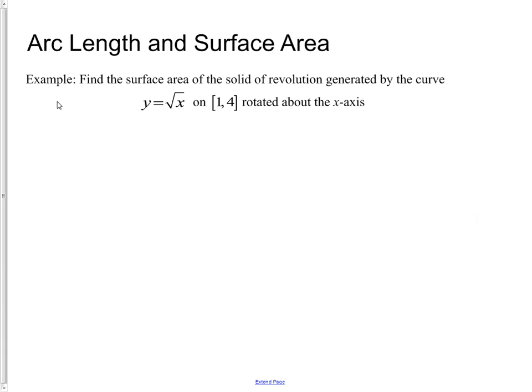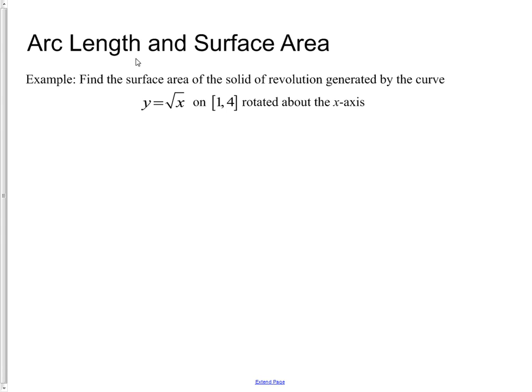Let's try this out with an example. Let's say we've got a simple one. We've got the curve y equals the square root of x on the interval from 1 to 4, and we're going to rotate this about the x-axis, and we want to find out what its surface area is going to look like.